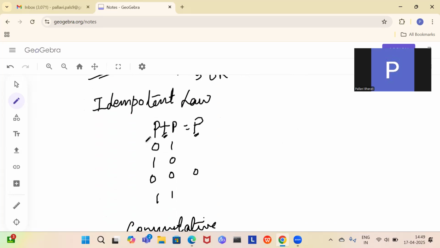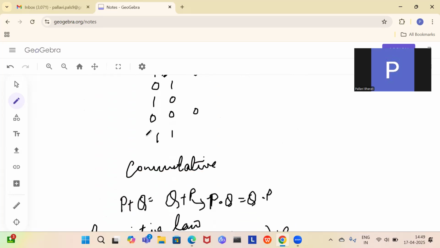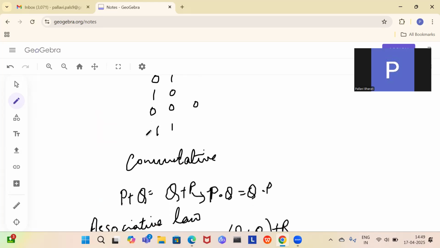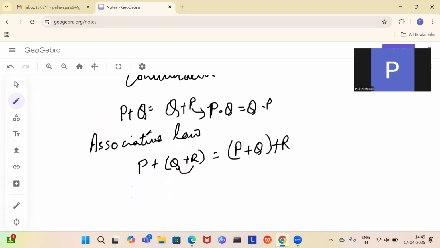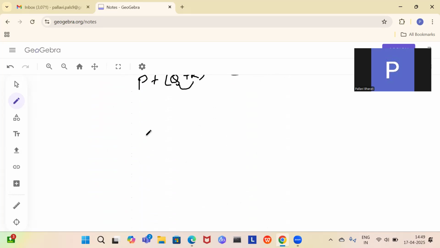So commutative law is holding for both the OR and the AND operations. And this associative law will also be holding for both of them. Now, if I am taking two operations, that is AND and then OR, that is called distributive. Okay, that is called the distributive law.